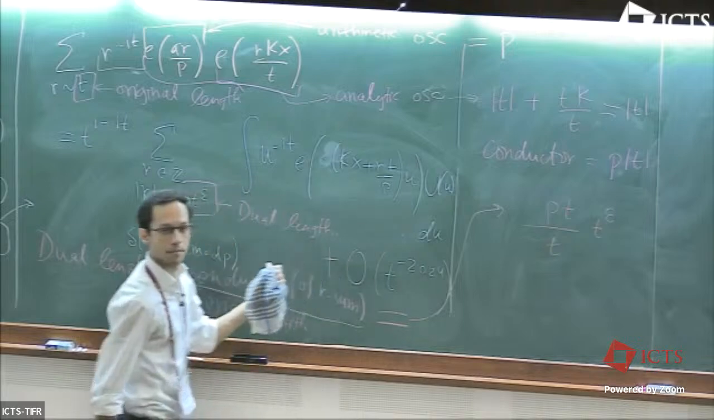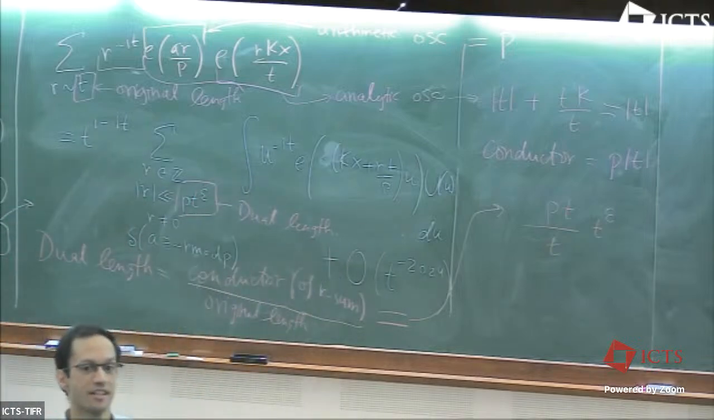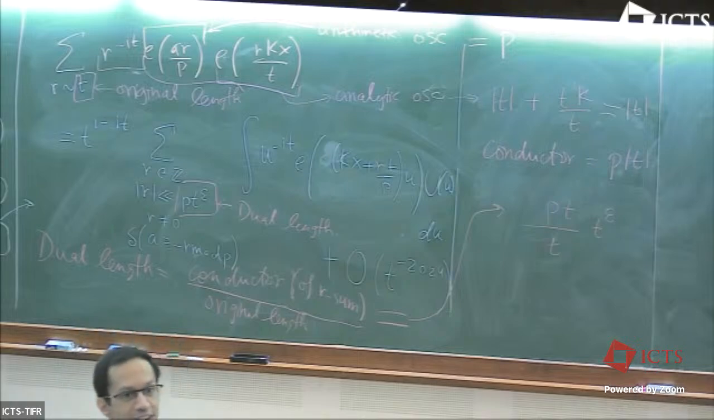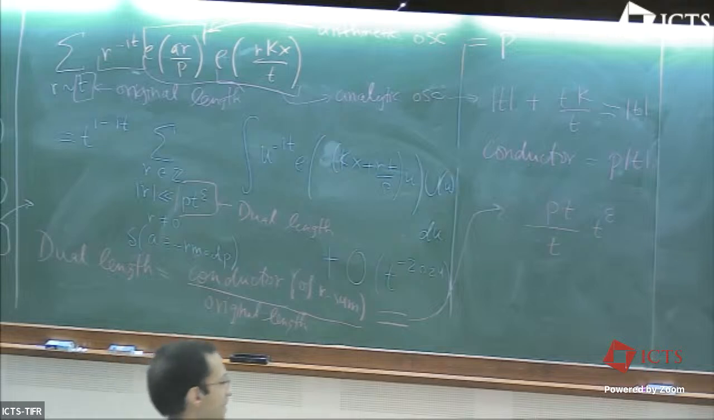But this calculation was to show how you get this, because a lot of times you're going to see people say that you have a certain conductor of a certain sum, and you get this dual length. This is how you get the dual length.